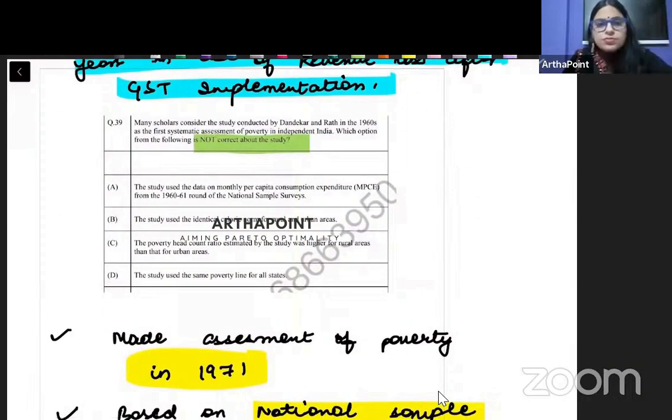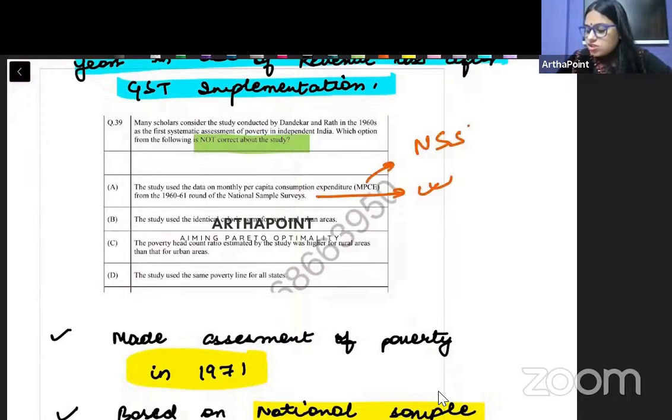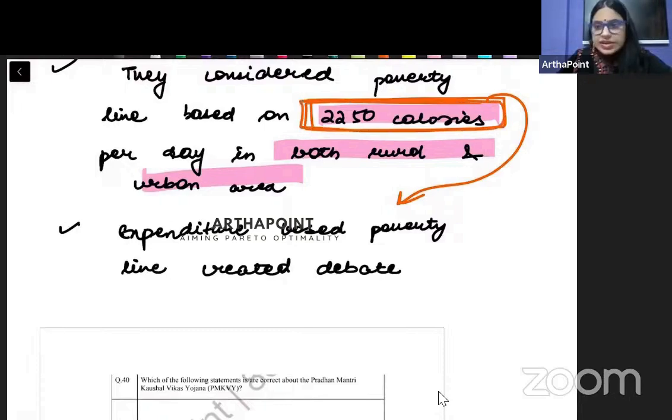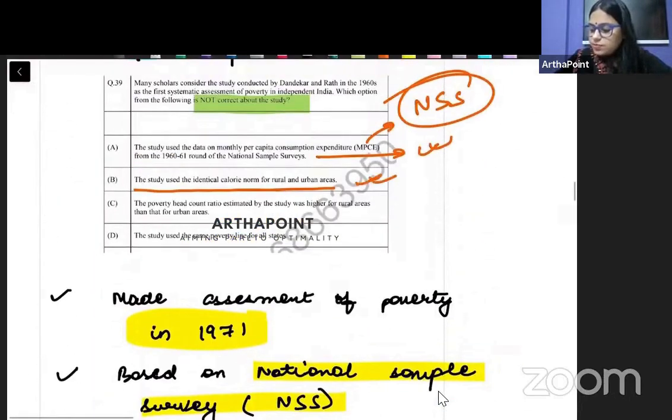Now try to read this out. So it says, the study was based on monthly per capita consumption expenditure from the 1960 round of NSS. So this is the correct option. Yes. Their data was based on the National Sample Survey. Ekdam theek baat hai. The study used the identical calorie norm for rural and urban areas. Yes. दोनों ही areas के लिए 2250 calories were dictated. So this is also the correct option.